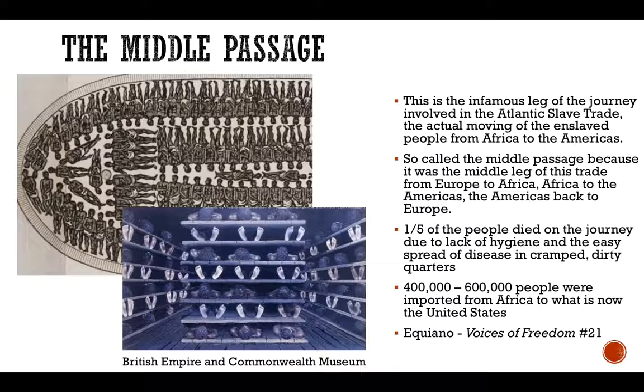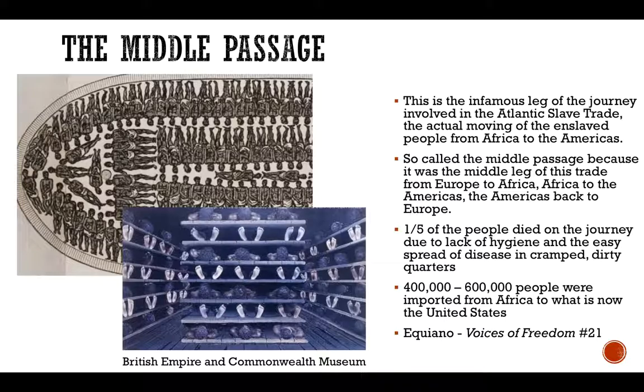This is obviously called the Middle Passage because it's this middle leg of the journey. So the first leg being from England to Africa to then purchase slaves, and then from Africa to the Americas to then sell the slaves, and then from Americas back to Europe to bring these resources there to be processed into manufactured goods.